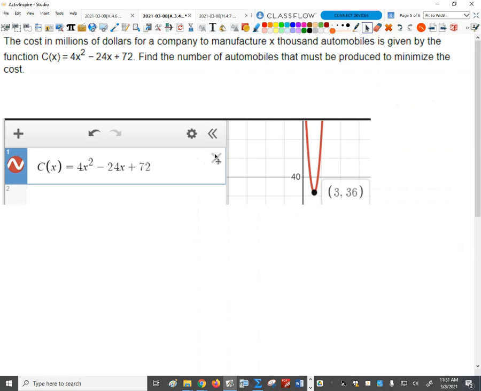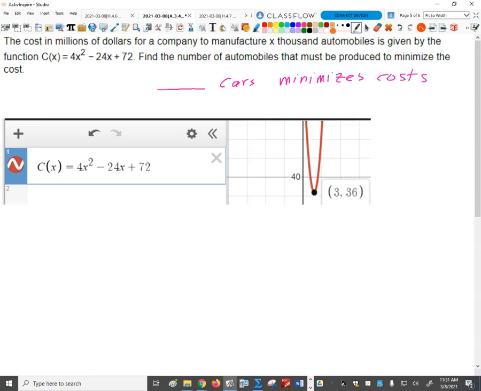What does that 3, 36 tell me? It says find the number of automobiles that must be produced to minimize the cost. What's my answer going to be? Blank cars minimizes costs for my company.